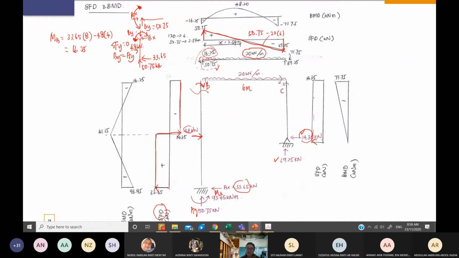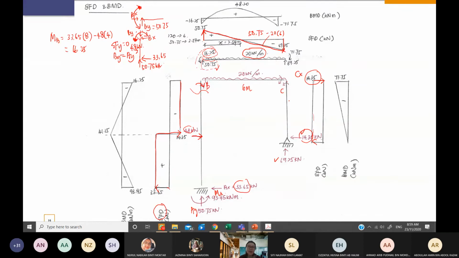Then you don't have any loads. Supposedly this 14.35 will close it. If not, you double check. How about the CX? This is about CX here, at this C. So this is how you can draw your shear force.